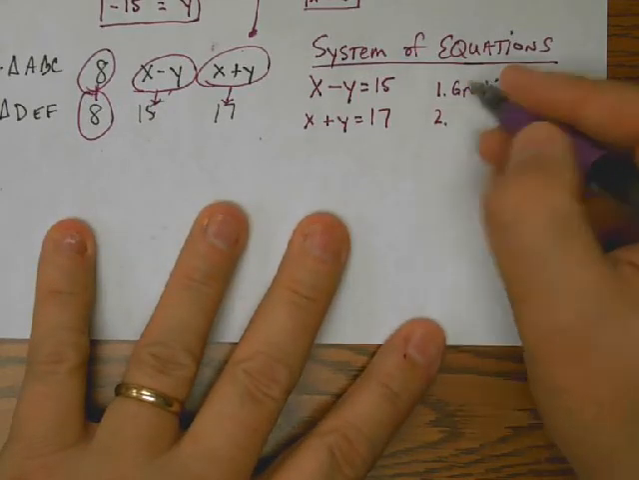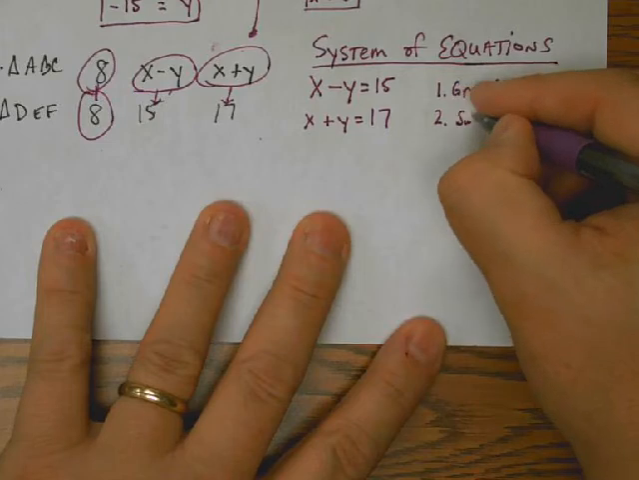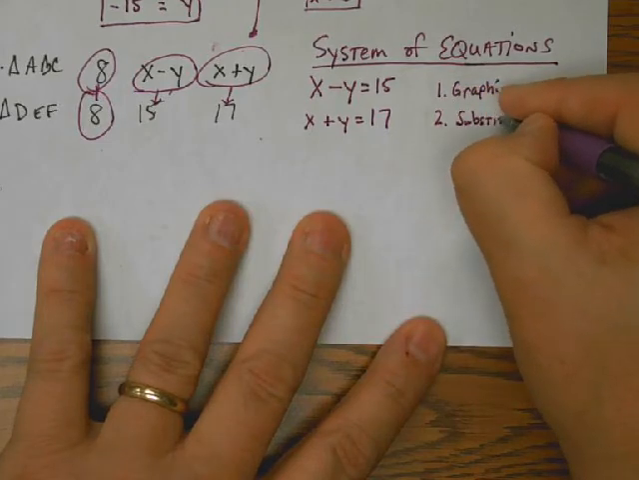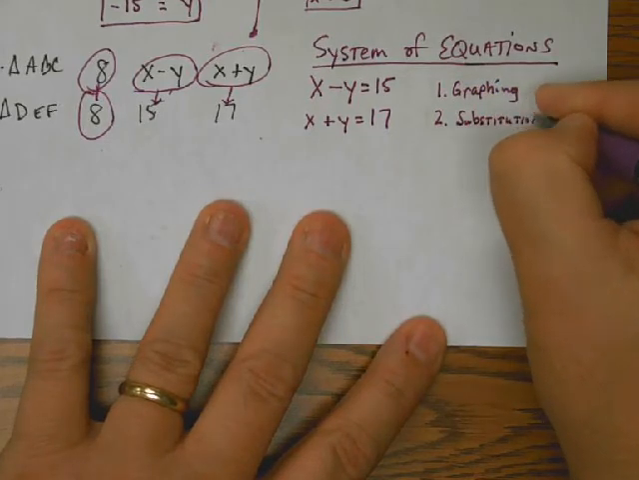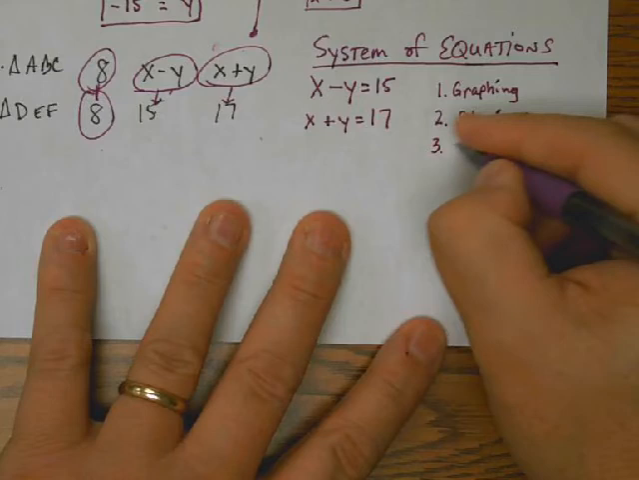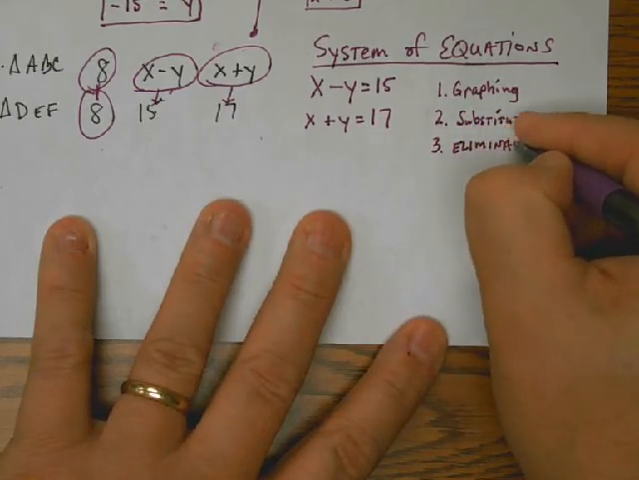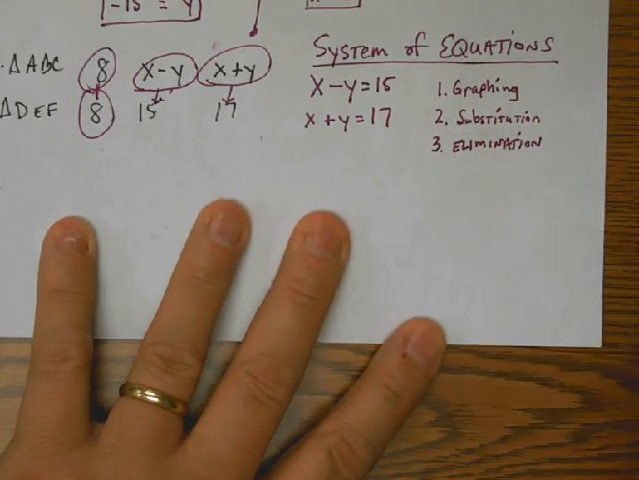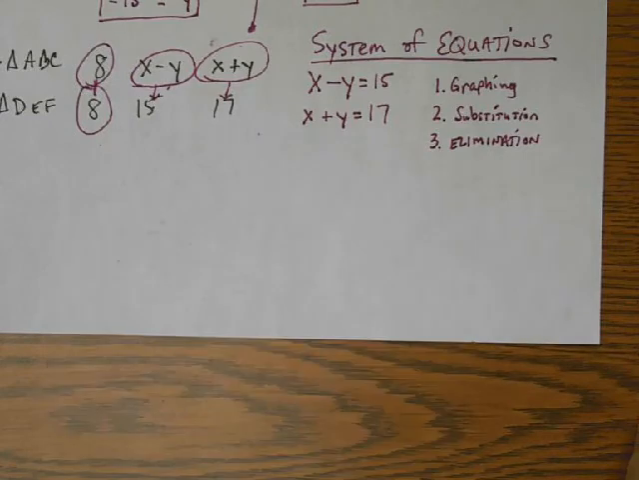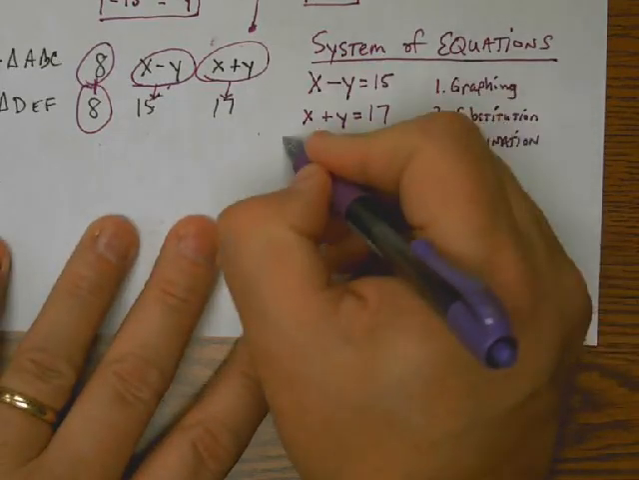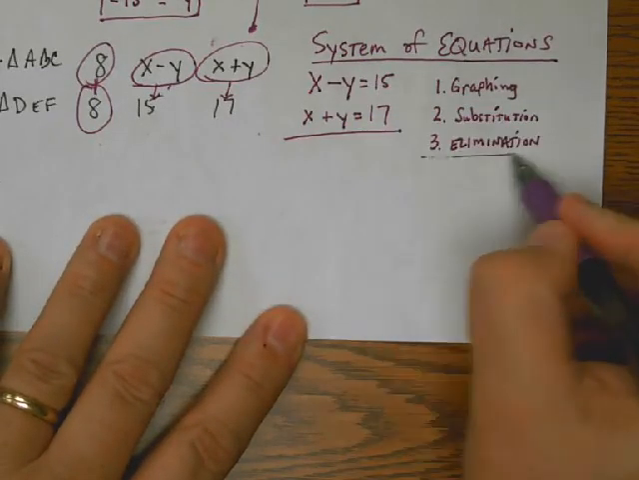And then you would have substitution, where you solve for one variable and you put it into the other equation. And then the best of all is called the elimination method, where you're going to add or subtract the equations and eliminate one of the variables, which is exactly what we're going to do on this problem. Okay, so back to here, we are looking at the elimination method.